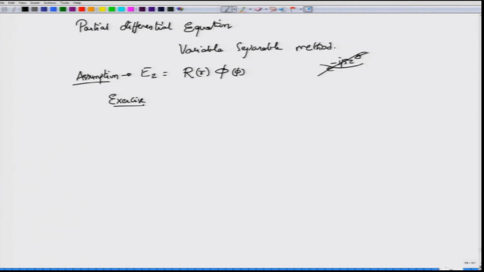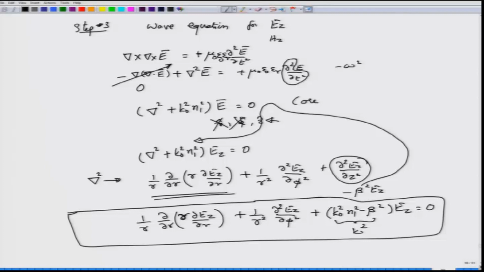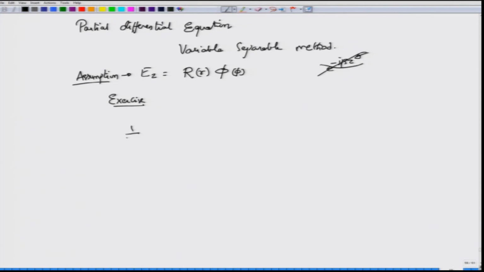So, anyway, I will show you at least how to simplify one equation. The other equation is kind of very simple for you. What we have is 1 by r del by del r, r del Ez by del r, correct. Now, I substitute Ez equals R of r, Phi of phi, and these partial derivatives are with respect to r, therefore, Phi of phi can be treated as a constant when you are doing the differentiation with respect to r. So, you can put this out.